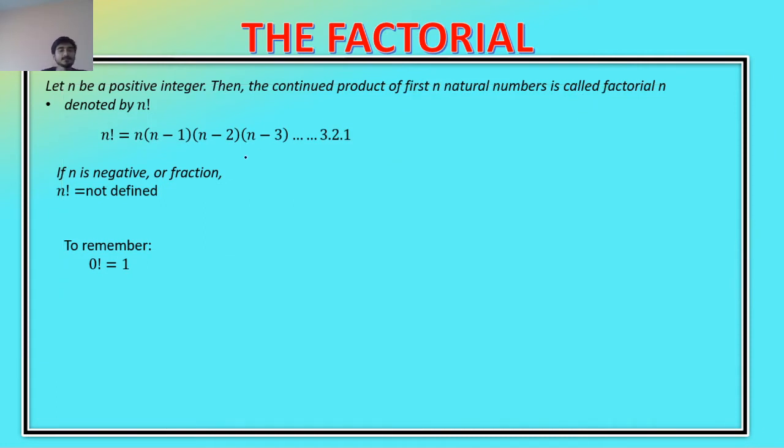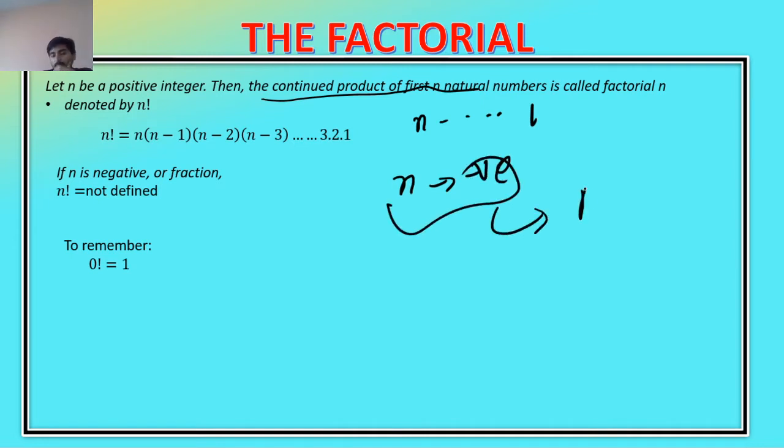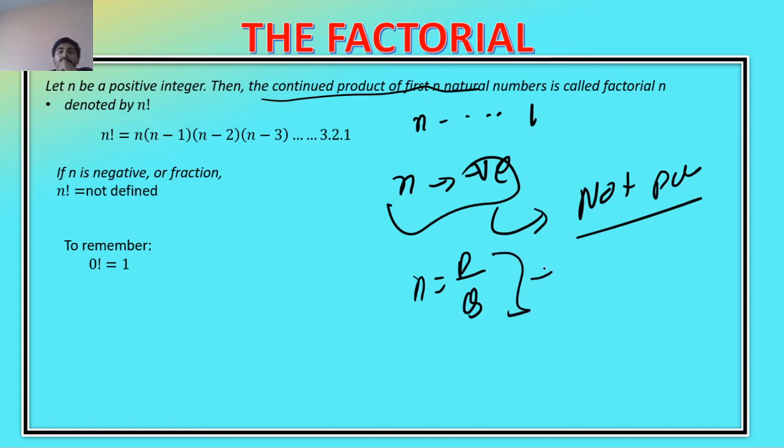Next thing about this: as we said, the continued product of the first n natural numbers will be n till 1. Now if n is negative, then factorial is not possible. Even if n is a fraction, that is p by q, where q is non zero, then in this case also factorial is not possible. Is it clear or not, everyone?